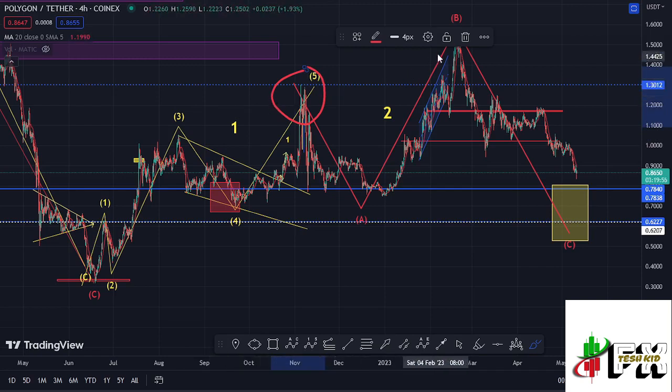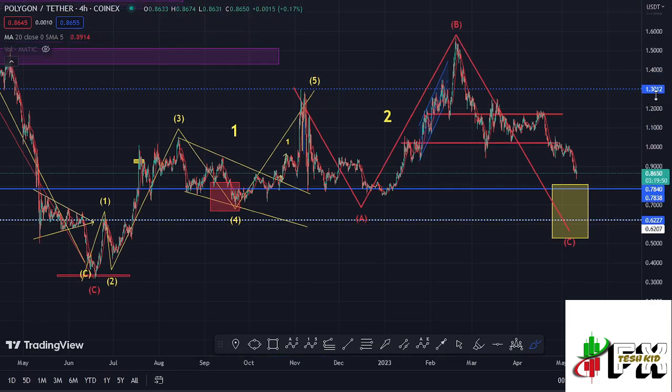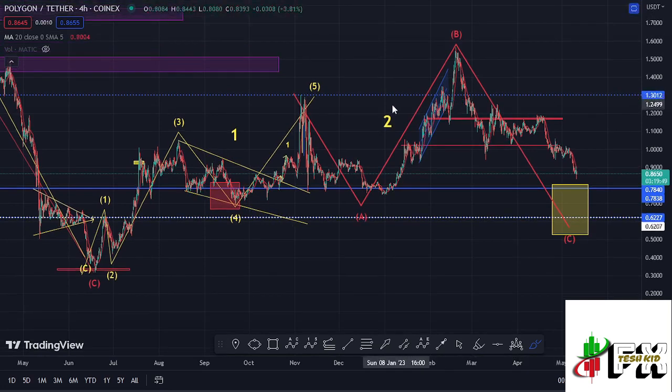And having peaked in the formation of that first wave, whatever we expected next was a corrective structure in the formation of a larger Elliot wave count 2, and this is the move that is playing out at the moment here on the Polygon Matic chart.